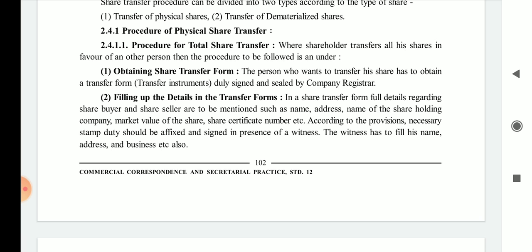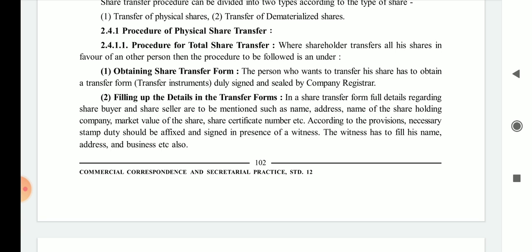According to the provision, necessary stamp duty should be affixed and signed in the presence of a witness. After getting the necessary details filled up, you have to compulsorily mention the necessary stamp duty and affix the sign in the presence of the witness. Without the witness and their signature, it cannot be a valid transfer.